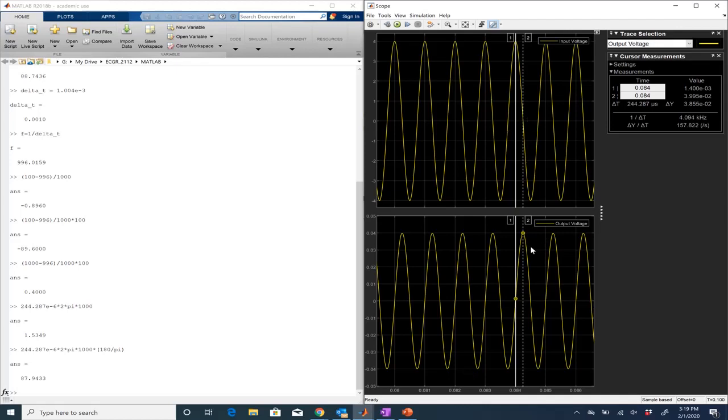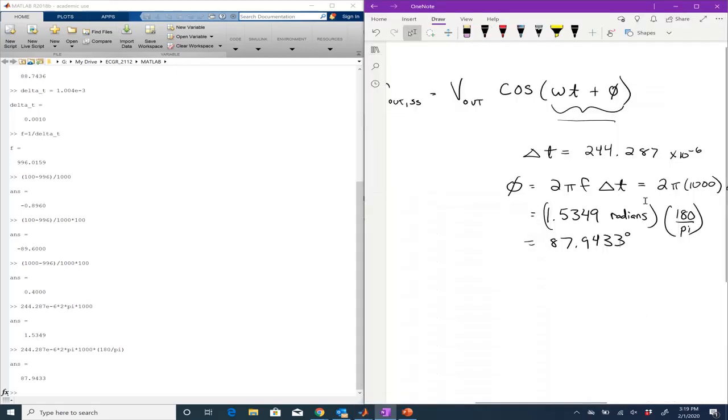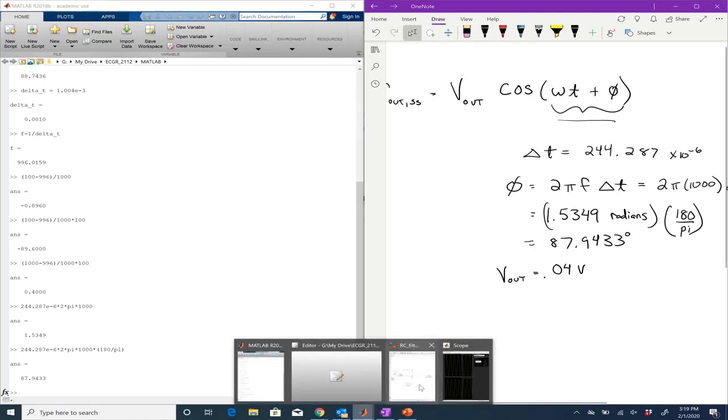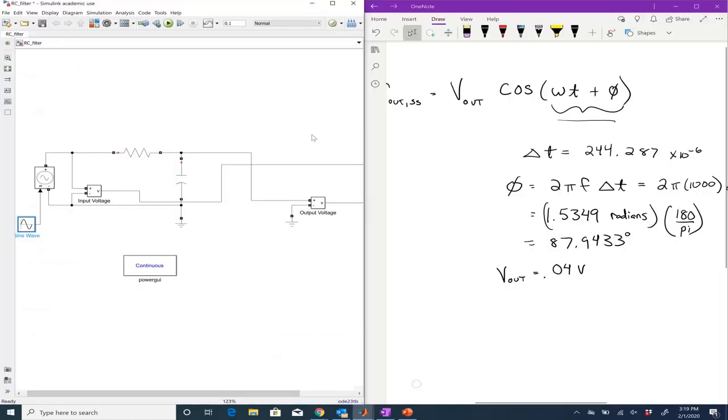One thing I might want to ask myself, we already kind of said this, but what's the amplitude of the output? Looking at this, I can take the number from the cursors, but it looks like it's about 0.04 volts. So I can say that the amplitude V out is 0.04 volts. Okay? All right, so the MATLAB stuff, or the Simulink file, is relatively easy to play with.